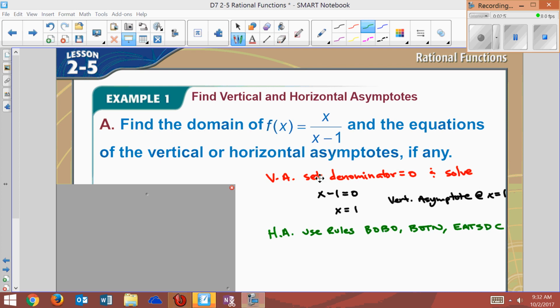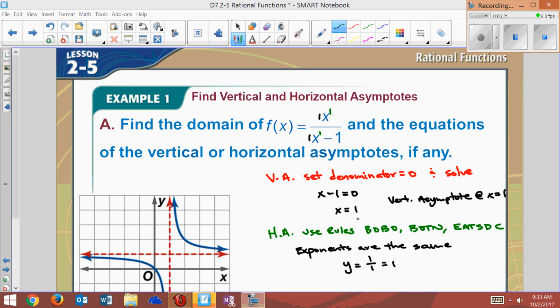So this is talking about the exponents here. I have an exponent 1 and 1 up top. My exponents are the same. Since my exponents are the same, this rule says exponents are the same, divide coefficients. So I would take this 1 and this 1 here. And so my horizontal asymptote would equal 1 divided by 1. Whoops, not 1 divided by x, I'm sorry. 1 divided by 1, which is 1. So I should have a vertical asymptote at x equals 1, and I do. That's this one, x equals 1. And I have a horizontal asymptote at y equals 1.